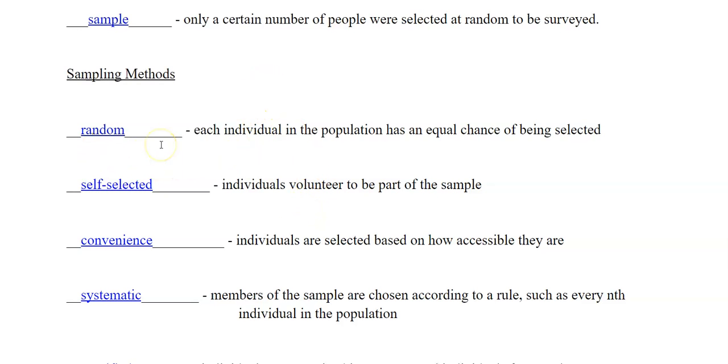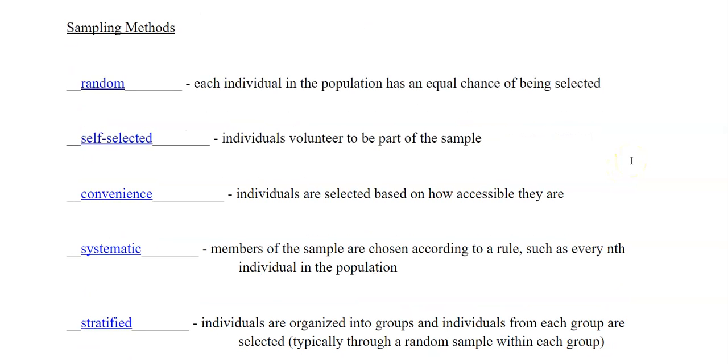The methods used for sampling. Random sampling is usually the ideal that we want to use. Random is when everybody has an equal chance of being selected. And you'll see teachers picking people in class with popsicle sticks or things like that, trying to be as random as possible.